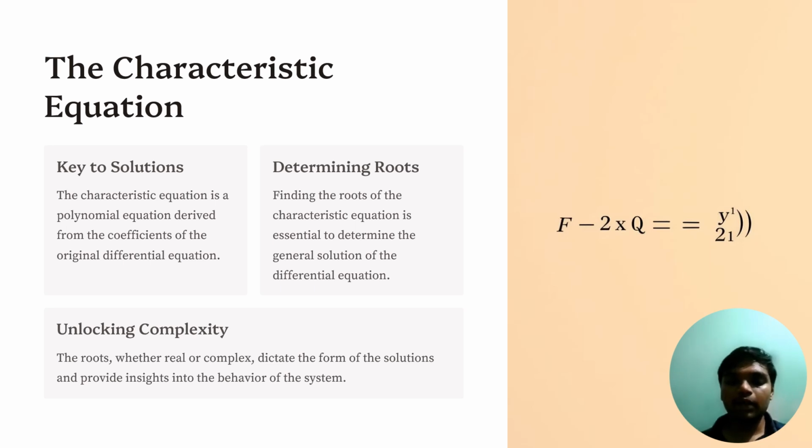Homogeneous differential equation. Now coming to homogeneous differential equations. A differential equation is homogeneous if all the terms involve the unknown function and there are no constant terms or terms that are just functions of the independent variable, like x alone. For example, a homogeneous equation of second order: a d²y/dx² + b dy/dx + cy = 0.